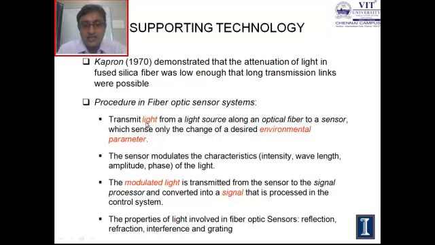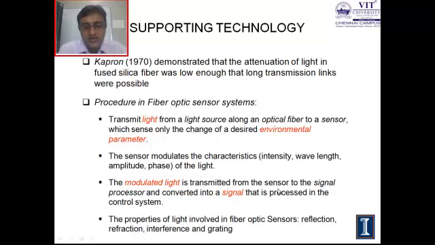Now, the light refers to any kind of light. It can be light from an LED or a laser source. The sensor modulates characteristics like intensity, wavelength, amplitude, and phase. All those four parameters generally characterize an optical beam. I call it a modulated light signal because the light's parameter, after it encounters the environmental parameter, changes, and this change refers to the modulation that happens in the light.